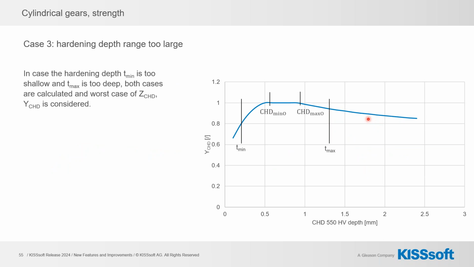And finally, what happens if the area defined in KISSsoft is larger than the optimal value? In that case, the worst case will be considered.